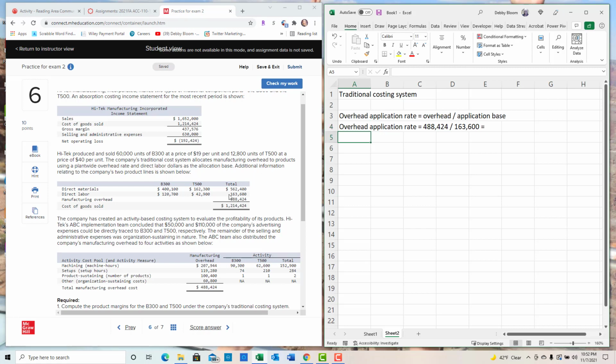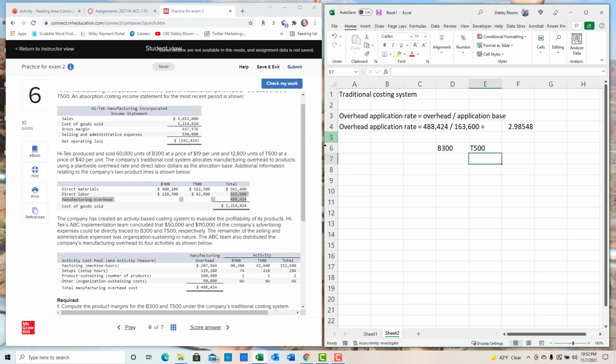Both of those numbers are given right here in the second chart. So if I take $488,424 and I divide by $163,600, I'm going to get an overhead application rate of $2.99 per unit. Now, what we're going to do is the calculations for the B300 and the T500.